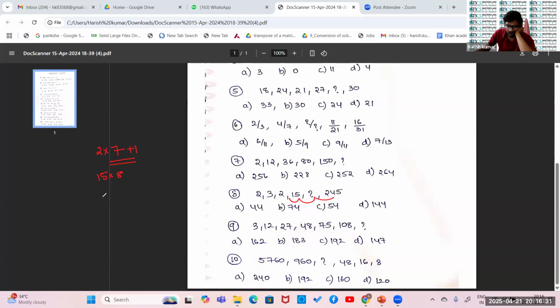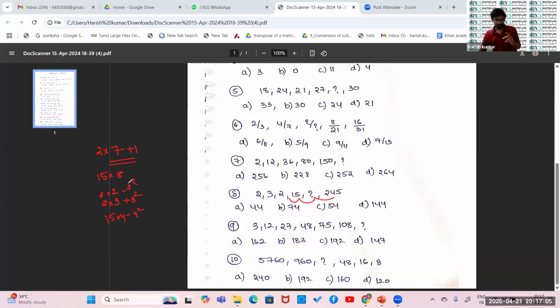Let's say 2 into 3 is 6 plus 3 square is 9. Okay, that is 15. 15 into 4 is 60. 60 minus 4 square is 16. So which is 44. So we have 44. So 3 into 6. Yeah, we got the logic.